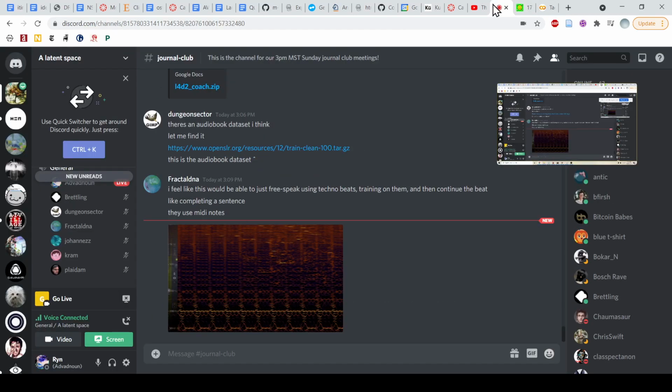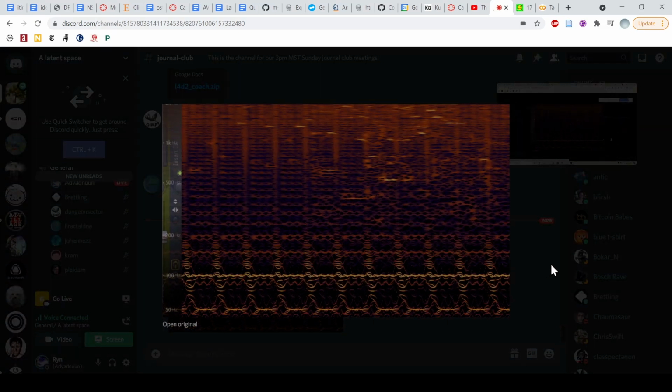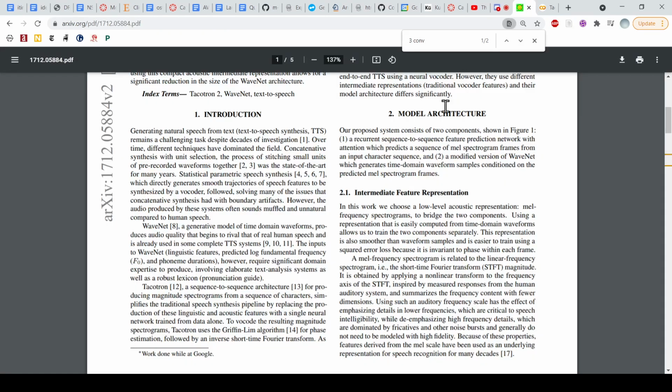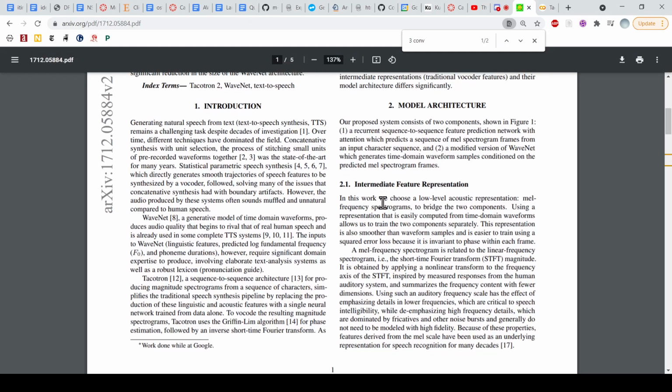Yeah, okay. Ooh, that's pretty. I like how that looks. I love spectrogram stuff. It's very cool looking.